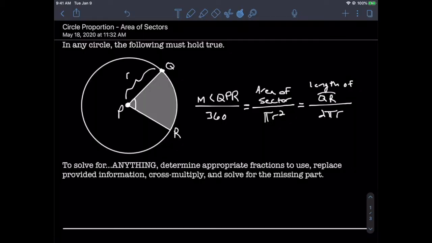Today we're going to be talking about circles, and in particular we're going to be focusing on using the circle proportion to find different aspects about, say, something like the area of a sector, or using the area of a sector to find some other part of the circle.